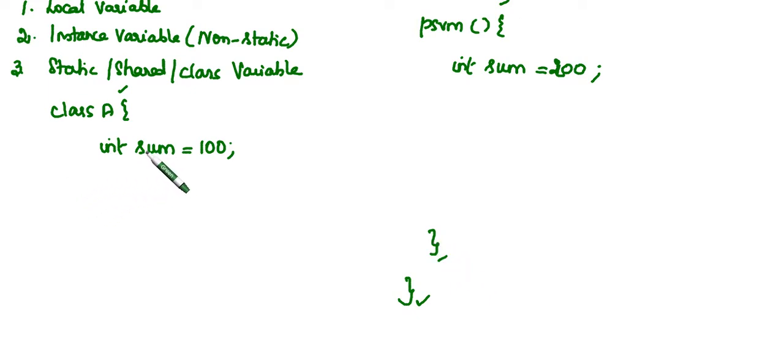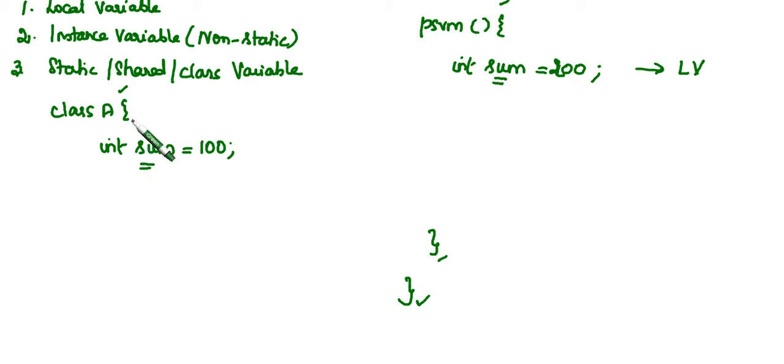Okay, so this sum is a class variable. But this sum is within this method, so this is said to be a local variable. That is, you can access this sum only within this method, but the other sum can be accessed within the whole class level. We will see an example. So this sum and this sum are not equal, they are different. We'll see the differences.